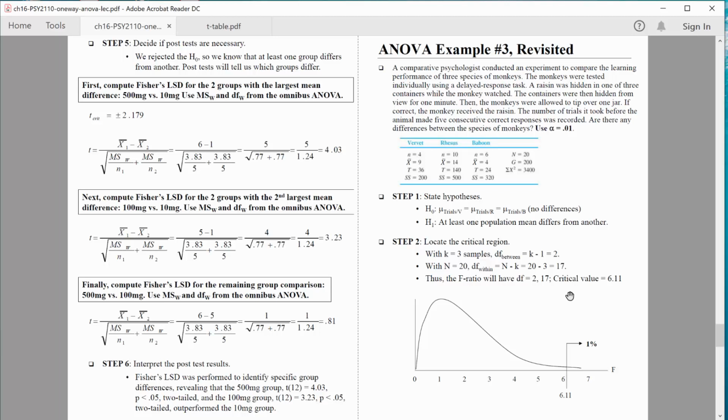If our overall omnibus ANOVA is not statistically significant, we're saying whatever differences we see here between the groups are the types of differences we would expect to see just by chance. In this situation, we should not do post-tests. Remember, there's essentially one rule for Fisher's LSD test, and that is if you have a statistically significant omnibus ANOVA, you can do the post-test. If you do not, you should not.